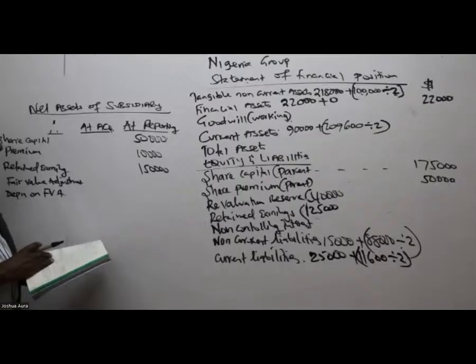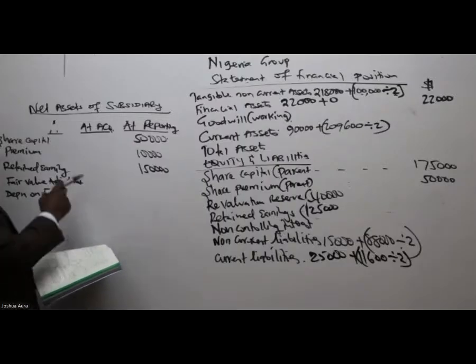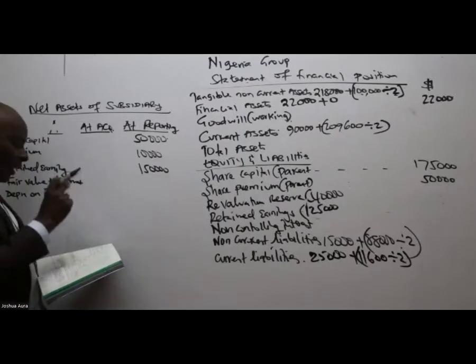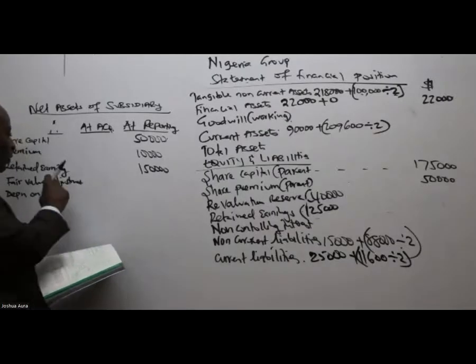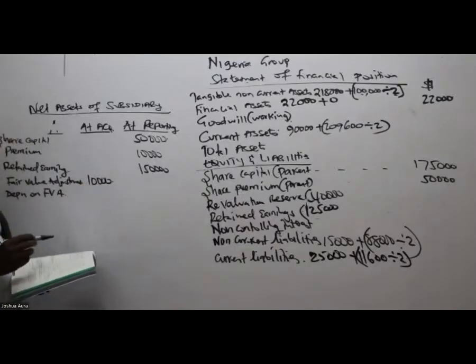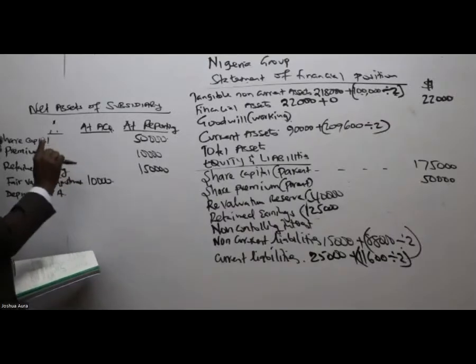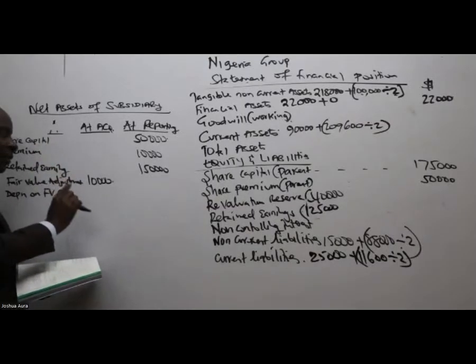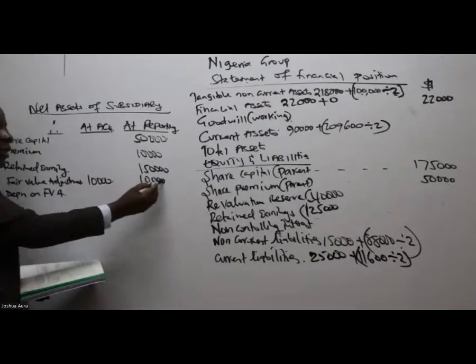And then do we have any fair value adjustment? Ladies and gentlemen, we do have the fair value adjustment. If you look at note number 2, at the date of acquisition, the fair value of Lagos non-current assets, which at that time had a remaining useful life of 10 years, exceeded their book value by 10,000. So the fair value adjustment at acquisition is 10,000. And you know that fair value adjustment at acquisition must always be equal to fair value adjustment at reporting. So here 10,000 again.